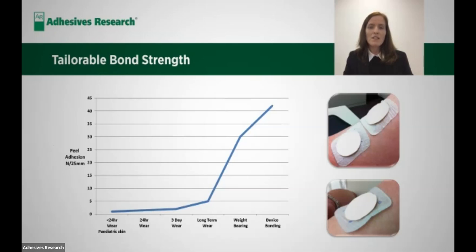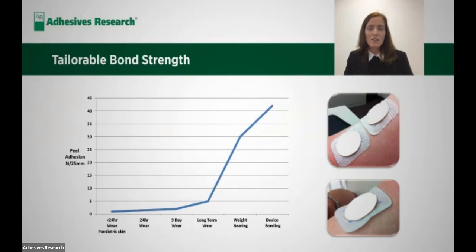For example, a peel adhesion of 1 newton per 25 millimeters may be required for pediatric or geriatric applications with a wear time of up to 24 hours. This increases to 5 newtons for a longer term wear up to 7 days, and can be up to 30 newtons when you apply a weight, and then up to even 40 newtons when you've got weight-bearing adhesive applications.